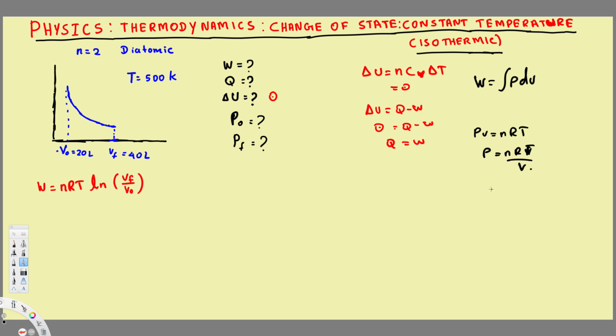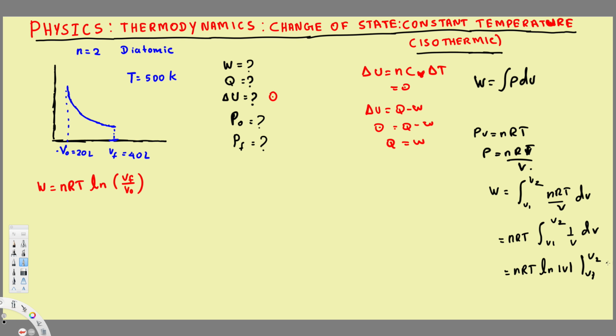So that's going to give us W is equal to, going from V1 to V2, nRT divided by V dV. Except V, everything else is constant, so nRT is going to move to the front. So we are going to have the integral from V1 to V2 of 1 over V dV. The integral of 1 over V is ln V. So nRT ln V going from V1 to V2, right?